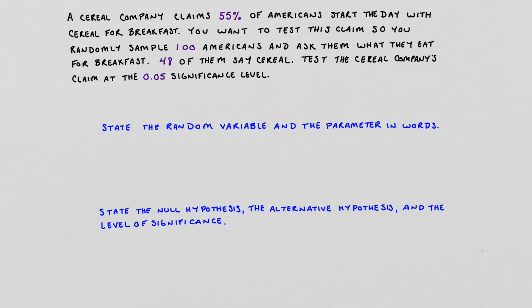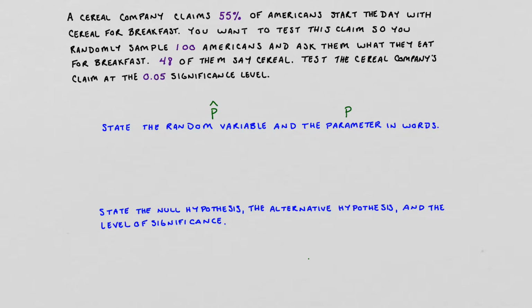So the first thing that we want to do is state the random variable and the parameter in words. First, let's talk about the symbols. So for the random variable, we are going to use our sample proportion, which we use p hat in this case. And just to be clear, the p here is lowercase. Likewise, for the parameter, we just use a lowercase letter p.